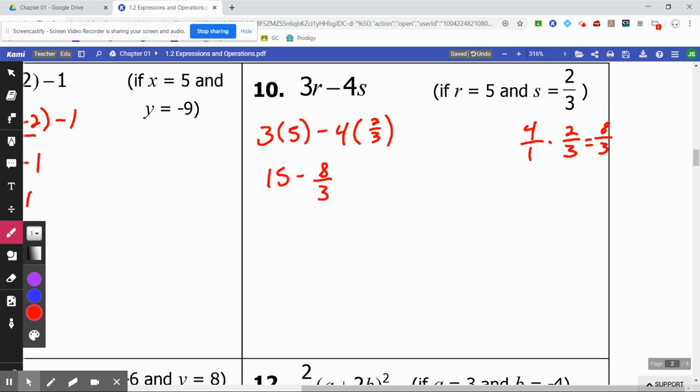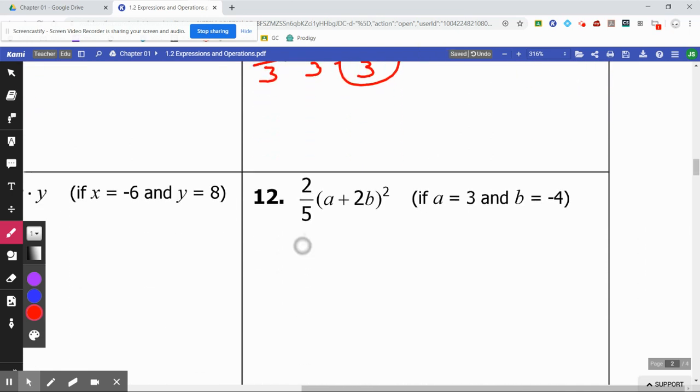So 15 minus 8/3. Now we have a couple of options here. You can take 8/3 and you can change it to a decimal by dividing. That would be 2 and 2.6 repeating and do 15 minus that. I like to find common denominators and treat it like fractions. So we have 15/1 minus 8/3. Your common denominator is going to be 3. So let's take top and bottom over here, multiply by 3. It gives me 45/3 minus 8/3, which is going to be 37/3. And again, you can leave it like that, or you could write it in decimal form.